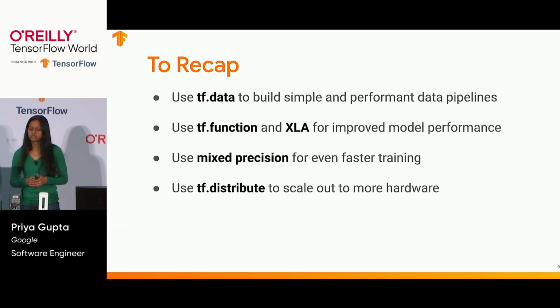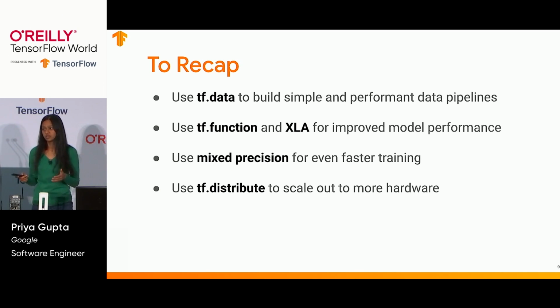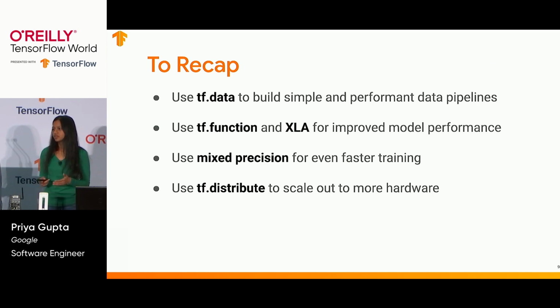So that's all I was going to talk about on distribution strategy. To recap, today we talked about a few different things. We talked about tf.data to build simple and performant input pipelines. We talked about how you can use tf.function to run your training as a TensorFlow graph. We talked about how you can use XLA and mixed precision to improve your training speed even further. And finally, we talked about the distribution strategy API to scale out your training to more hardware.